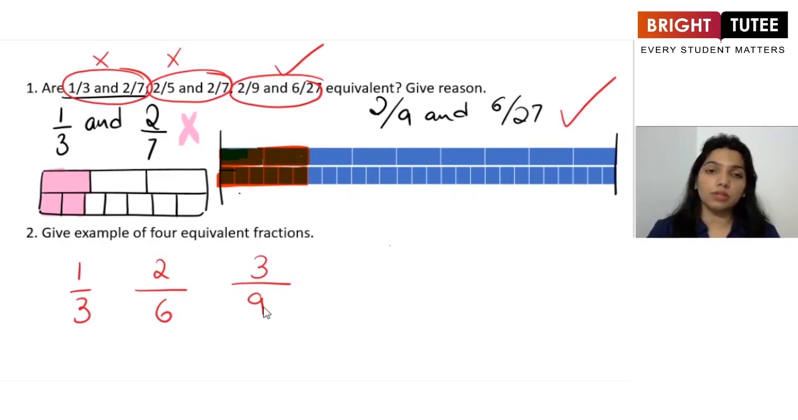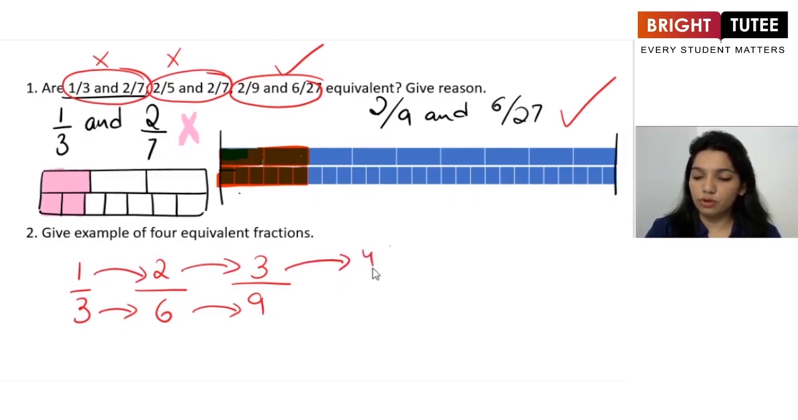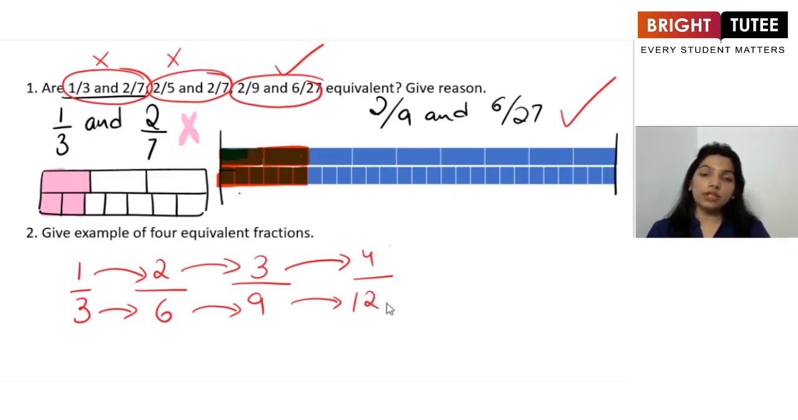Just look how corresponding we are going. If it was 3, it was 6. If it was 6, we were at 9. So it's 1, 2, 3. Then if I'm at 4, what do you think the denominator needs to be? Just think about 3 more, right? So it will be 12. We have written 4 equivalent fractions by adding 1, 1, 1 at the numerator, and taking jumps of 3 at the denominator.